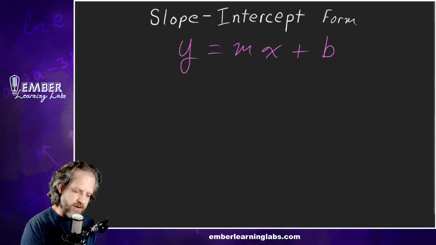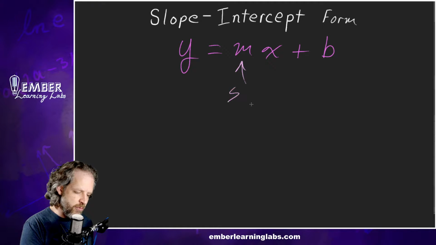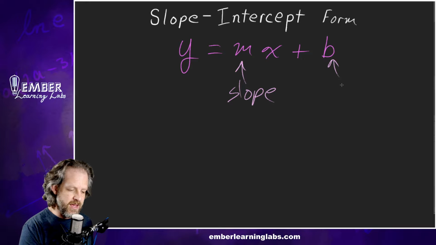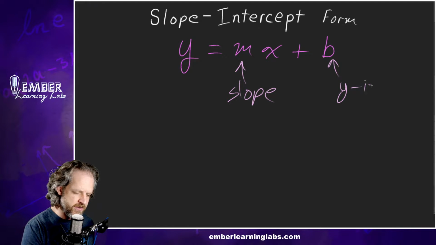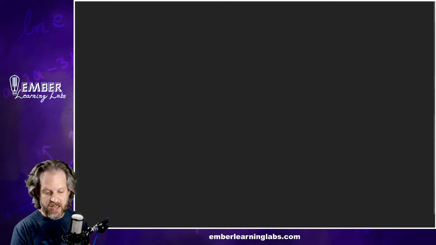So to remind ourselves, again, this is kind of review of a review, but the m is the slope, right? And the b is the y-intercept, right? So now that we've got that review out of the way, let's just jump straight into an example.